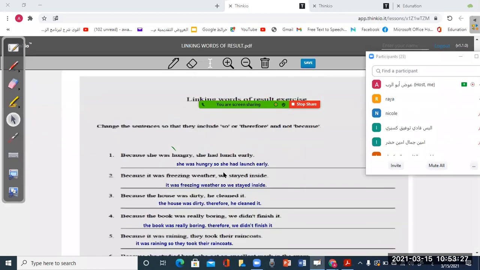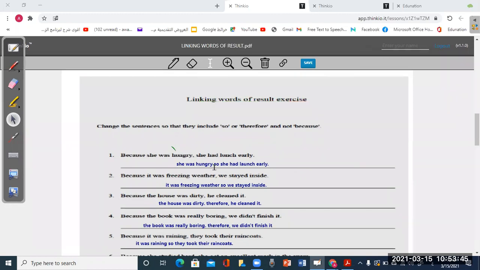Linking words of result, the exercise here. You can see, because she was hungry, she had lunch early. Read that. She was hungry, comma, so she had lunch early. So is this right? No. This is one of your answers. So we need to use the comma here.